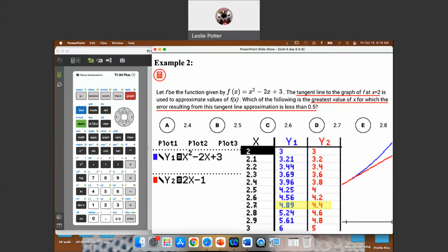So this would be the maximum distance we could be away from 2 and still be within a half of a point, or a half of a 0.5 within the actual value. In other words, 0.5 away vertically from the real value of the function. So that answer then is 2.7. 2.6 and 5 and 4 are much smaller. The values are much closer together, but not the greatest value.